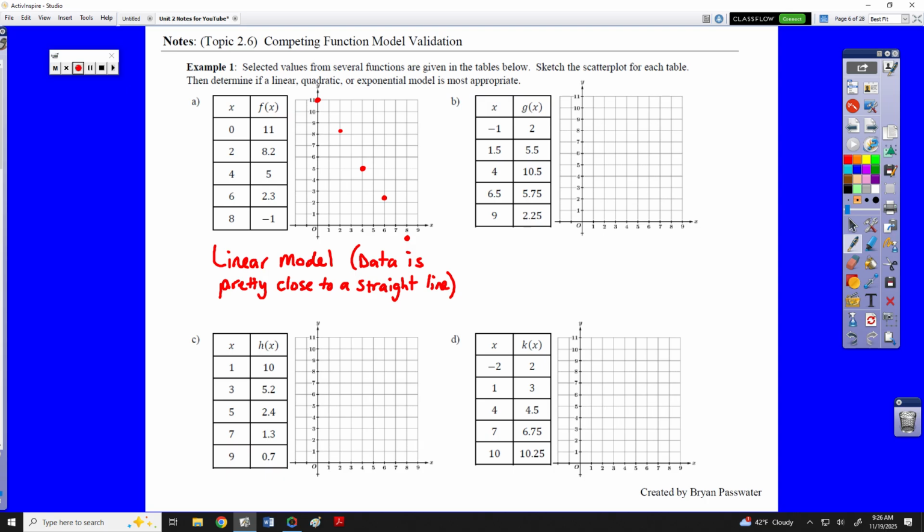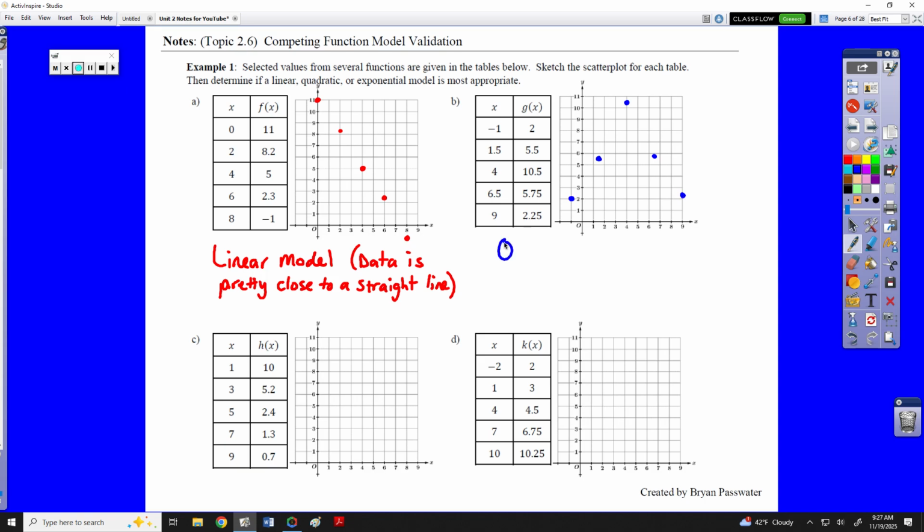On to letter B, again, we're just going to graph these points. So negative 1, 2. 1.5, 5.5 would be right in the middle of that box. 4, 10.5. 6.5, 5.75 would be about right there. And then 9, 2.25. So there we can see the data increases and then decreases.